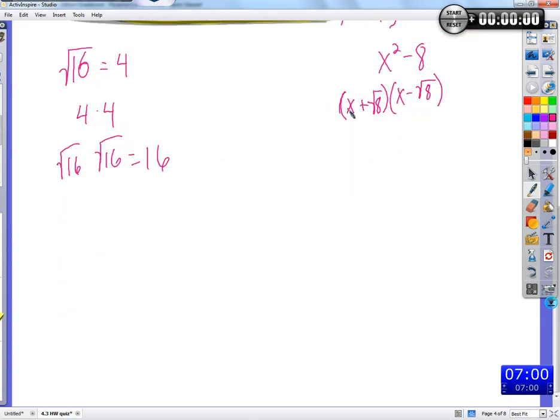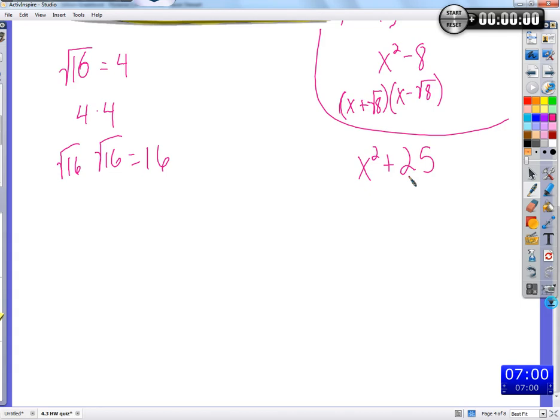Okay, so that works. That fits, right? It's not a perfect square, but it is a square. It does have a square root. What about x squared plus 25? Now it is a perfect square. What's different about this? It's a plus. It's a sum, not a difference.